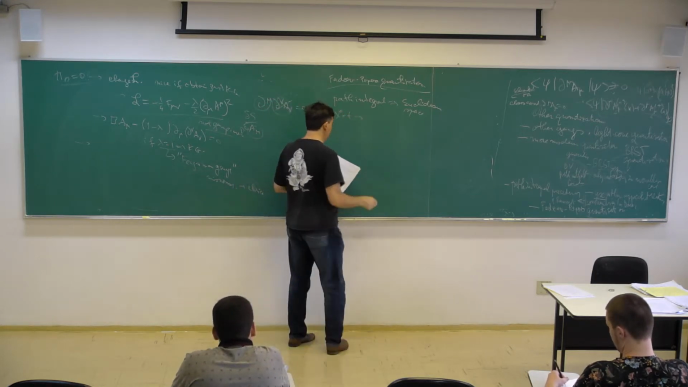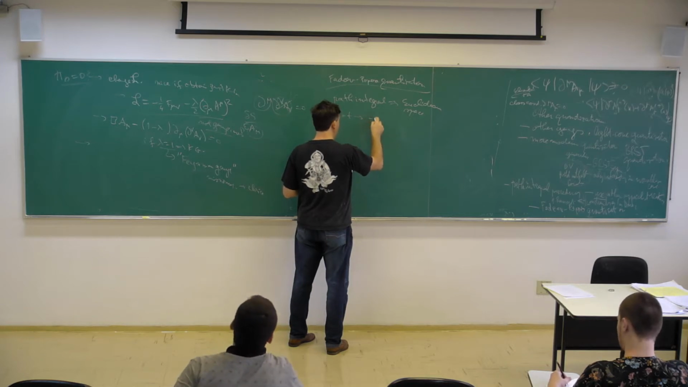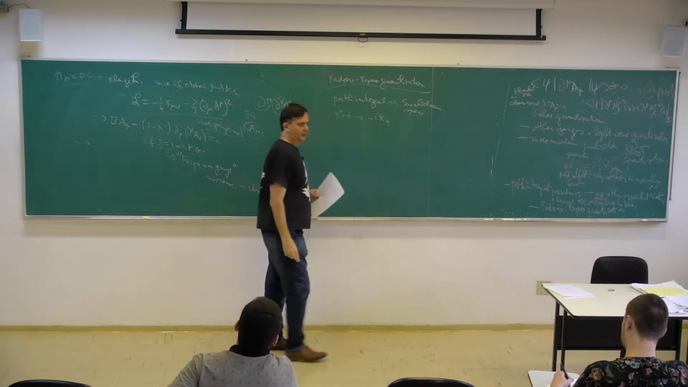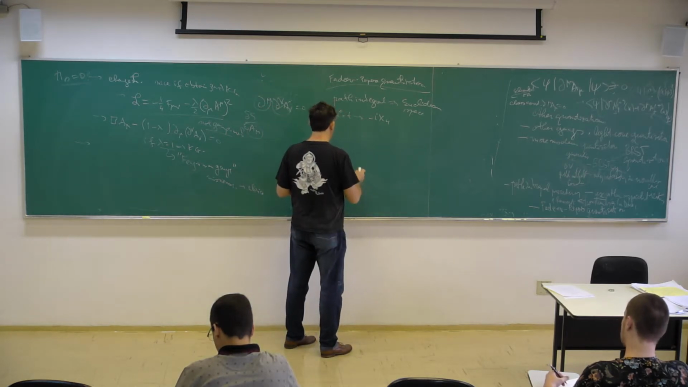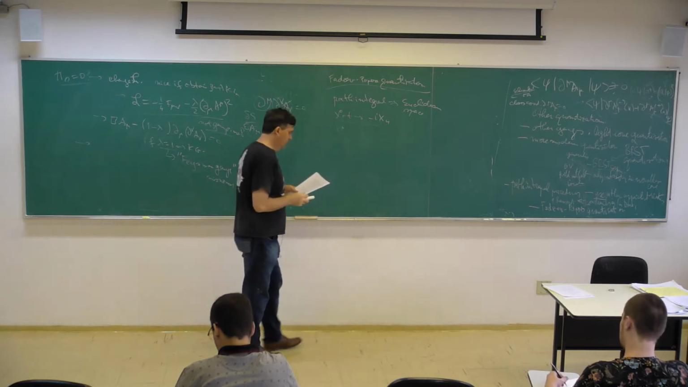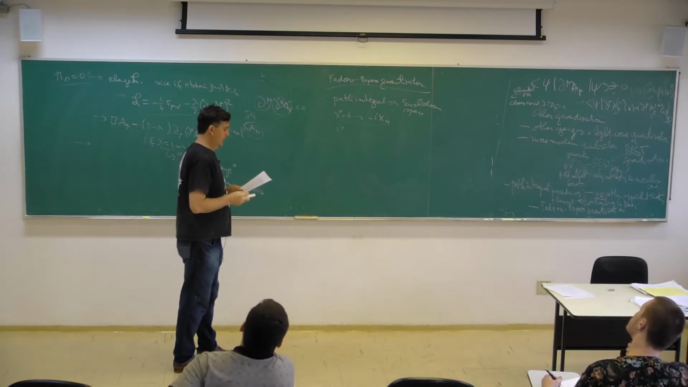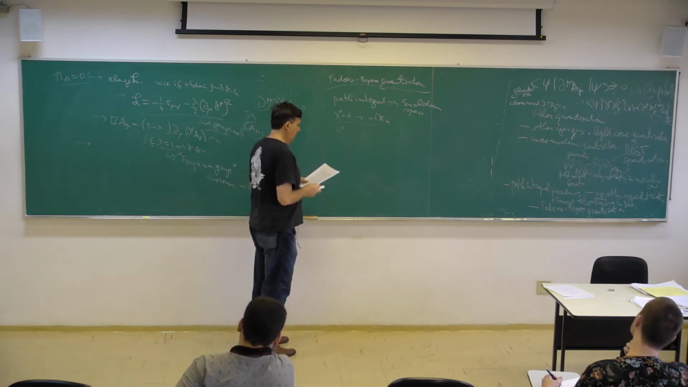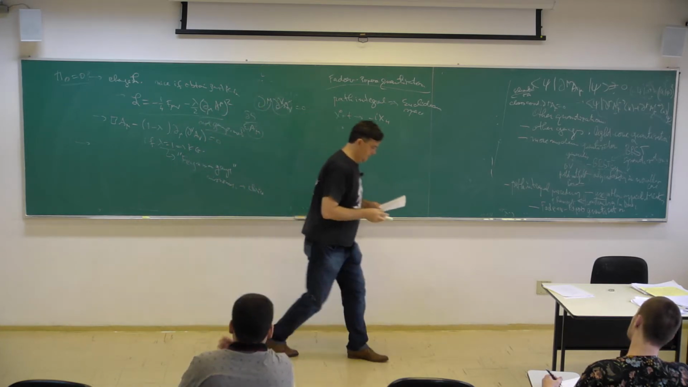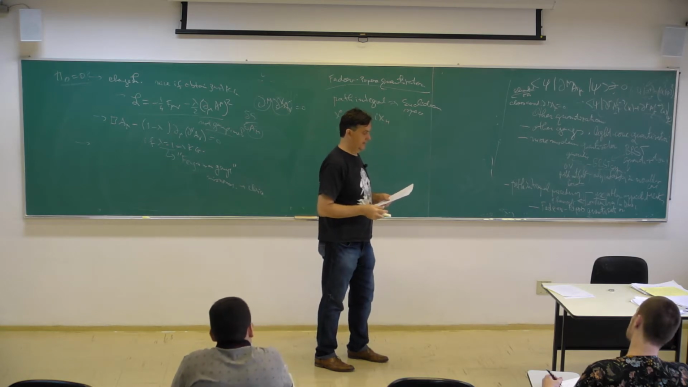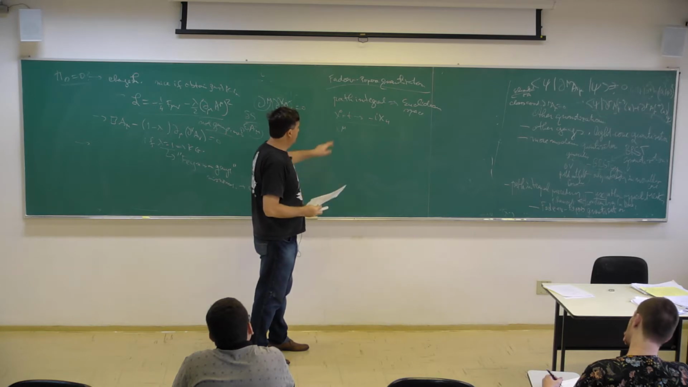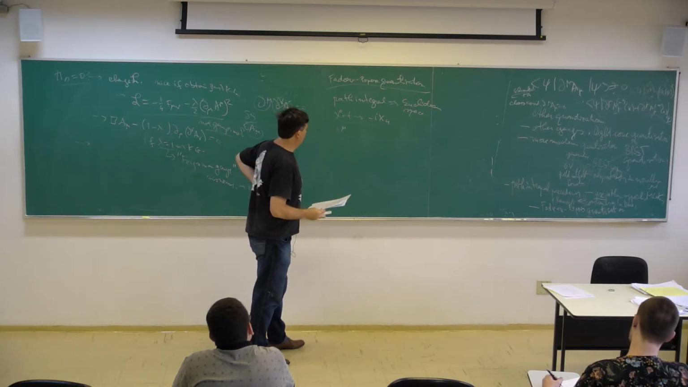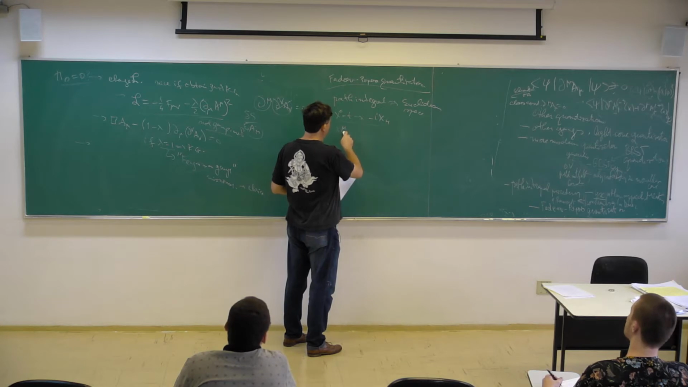We need to Wick rotate time to minus i Euclidean time x4. However, this is what happens for x mu.